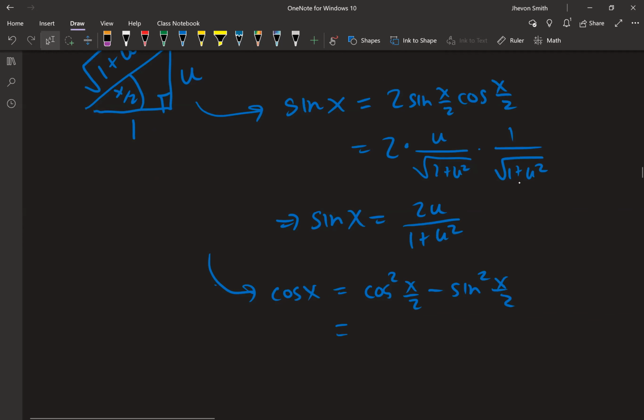And so that's going to be 1 over 1 plus u squared minus, squaring the sine function, u squared over 1 plus u squared. And so you would get that a cosine function you can think of as 1 minus u squared over 1 plus u squared. And once you find out sine and cosine, you can actually figure out all the other trig functions.